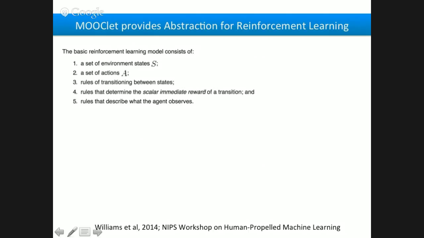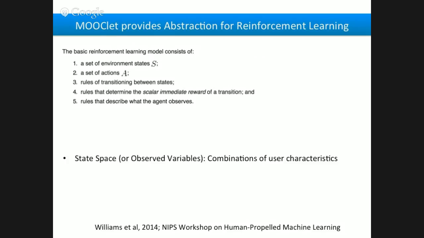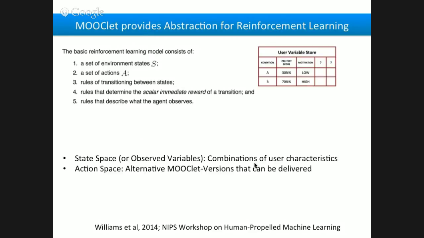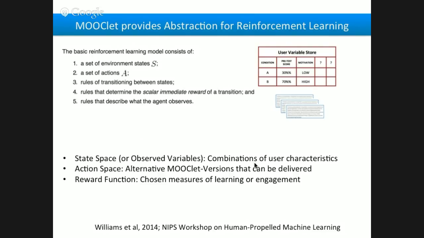Reinforcement learning is the idea that you've got a set of states of the world and a set of actions you can take, and you move from state to state, working toward some reward, like being in some states is better than others. In a MOOClet, the state space is basically user characteristics, like age and knowledge. They're asking, if I get a user of this kind, what action do I take? The actions, which is what's in the user variable store, are the alternative versions of a MOOClet. So which one do I give to this user? And the reward function is what they're trying to optimize.